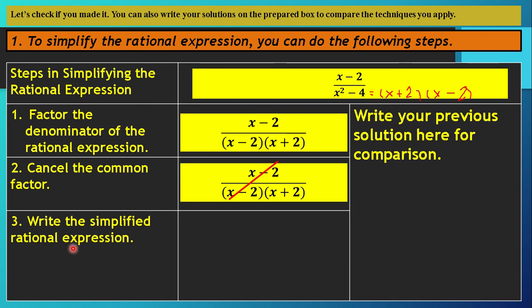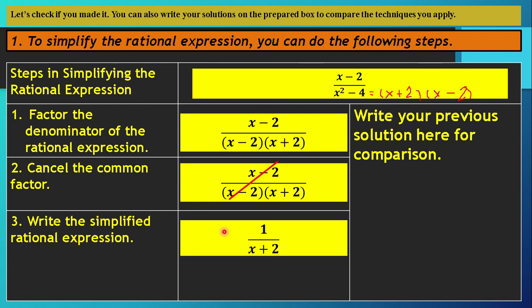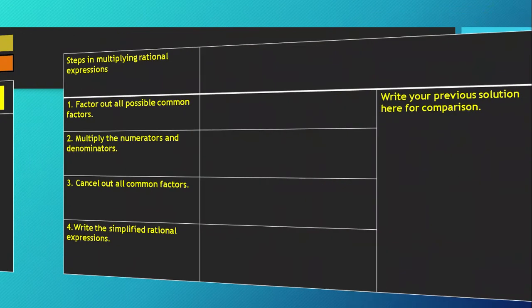So, write the simplified rational expression. Yun. Meron tayong 1 na numerator, kasi x minus 2 divided by x minus 2, although it's cancelled, is equal to 1. So, 1 over yung natira dito sa denominator na x plus 2. So, ang simplified rational expression natin ay 1 over x plus 2. Next.